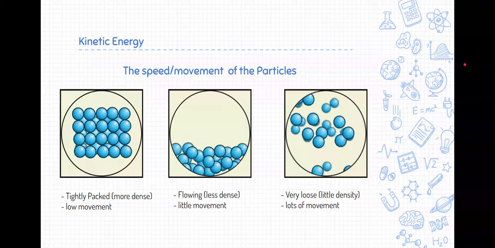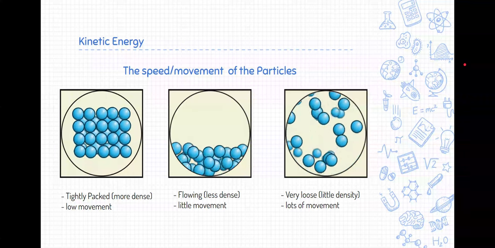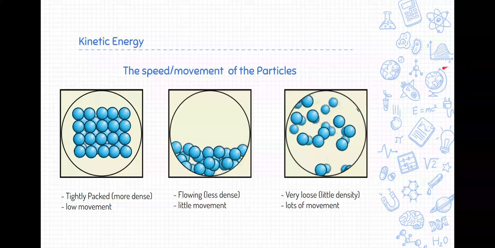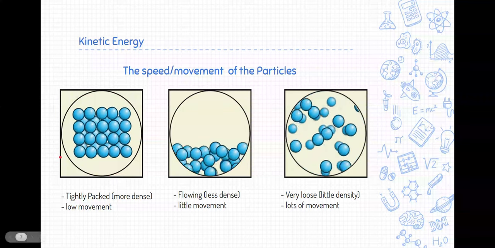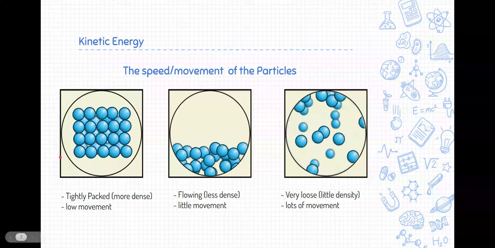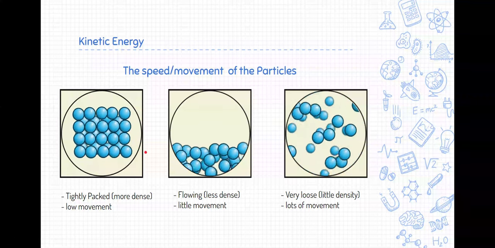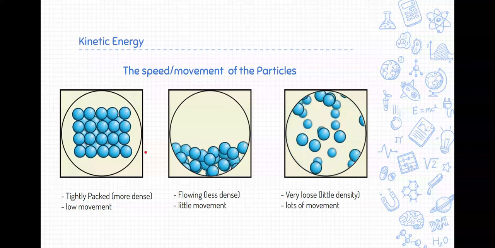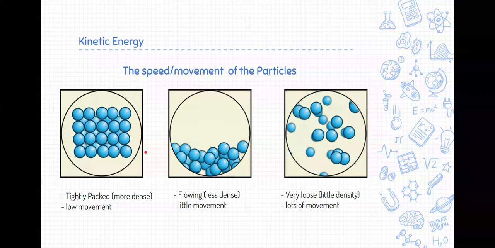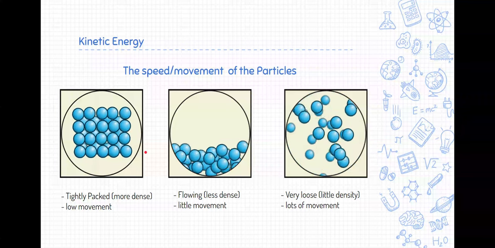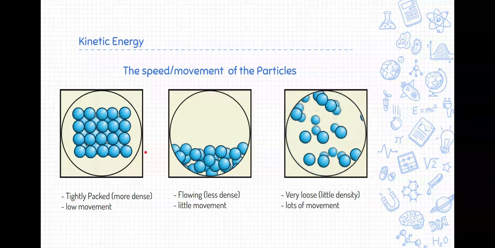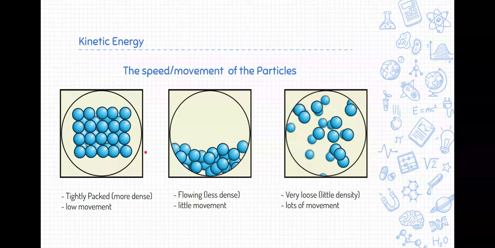Take a look at the three main phases of matter, solid, liquid, and gas from left to right. On the left-hand side, this is what we would see if we were to zoom in on a piece of solid matter. You'll notice that the particles are very tightly packed. We say they're more dense. They are moving, but their movement is low. It's kind of slow, mostly wiggling and jiggling. They don't really flow around each other.